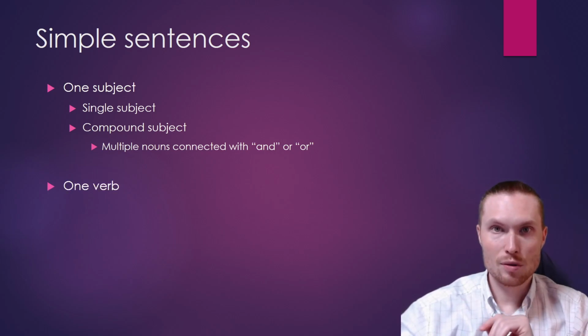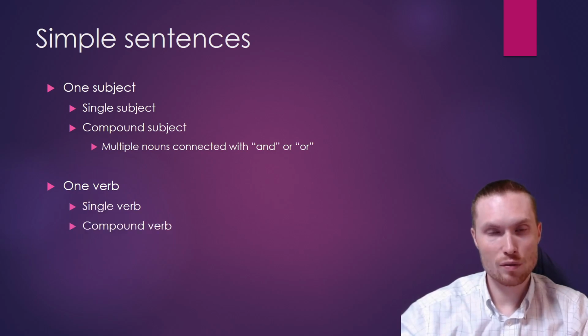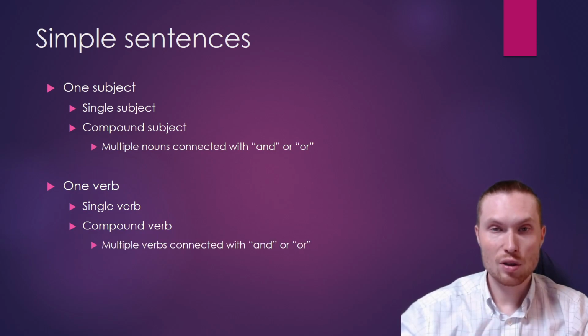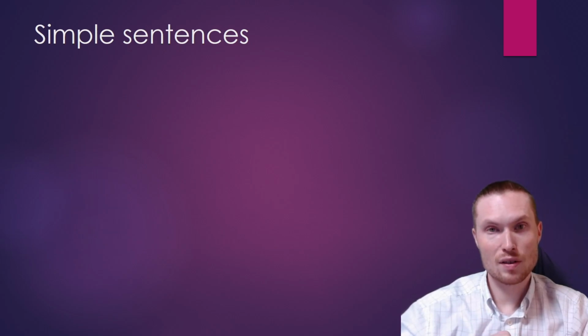And one verb. And again, the verb could be a single verb or a compound verb, which is similar to a compound subject, multiple verbs connected with and or or. Let's look at some examples of simple sentences.